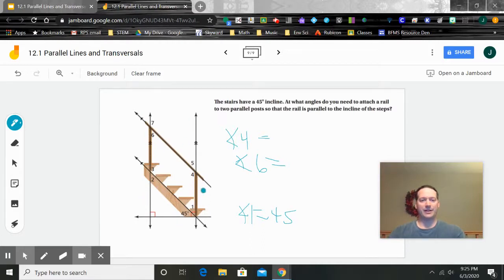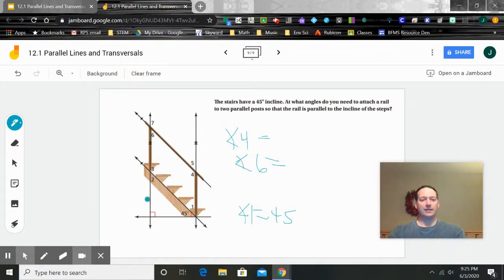Because these are parallel. But these are also parallel. You see how we have the little mark there, and then two of them here? That's just showing how they're different. So, if you know a little bit about parallelograms, you know that opposite angles are congruent, so 6 is going to be 45. But we're going to prove it a different way.